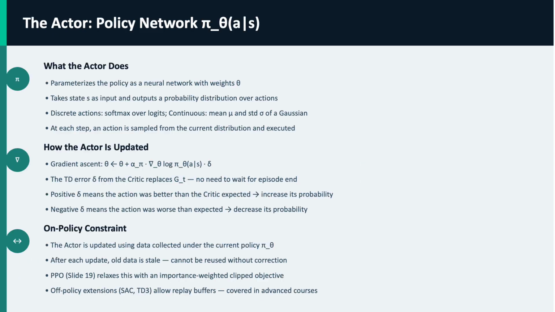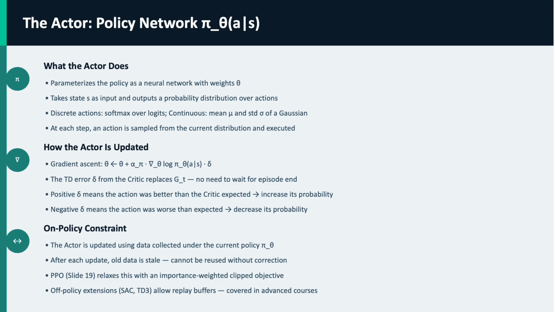The actor is a neural network with parameter theta that takes the state as input and outputs a distribution over actions. For discrete environments, it outputs a softmax distribution: the probability of taking each possible action. For continuous environments, it outputs the parameters of a Gaussian distribution, a mean and standard deviation for each action dimension. At every step you sample from this distribution, execute the sampled action and observe what happens.